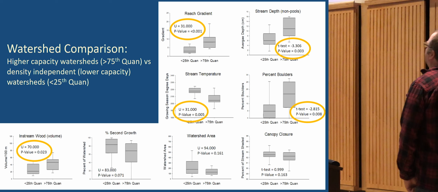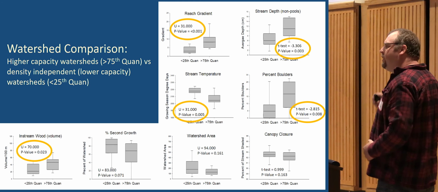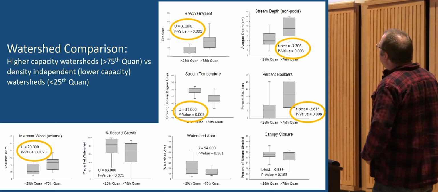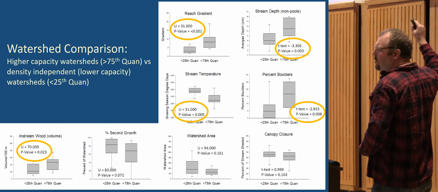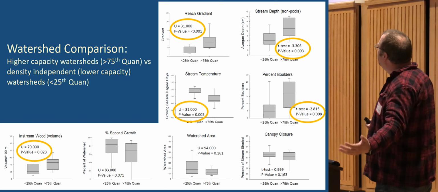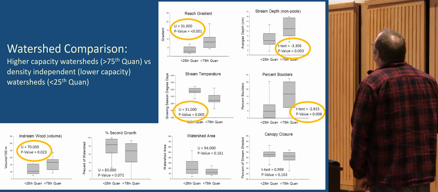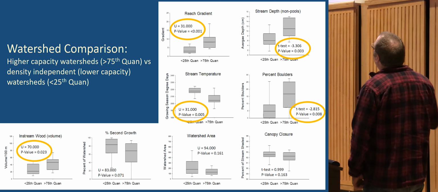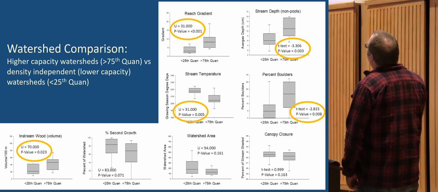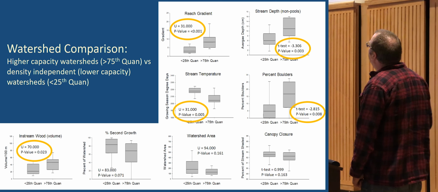Now we're going to go to our watershed comparison. Here we're looking at just the highest capacity streams, so watersheds that were above our 75th quantile, and then our lower capacity streams, so below our 25th quantile. What we found here is that, once again, higher gradient streams had higher capacities.